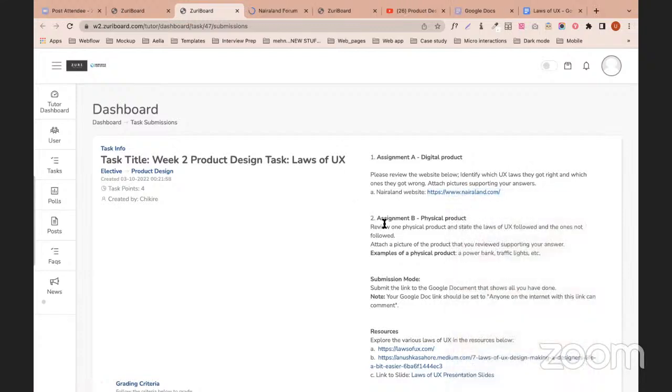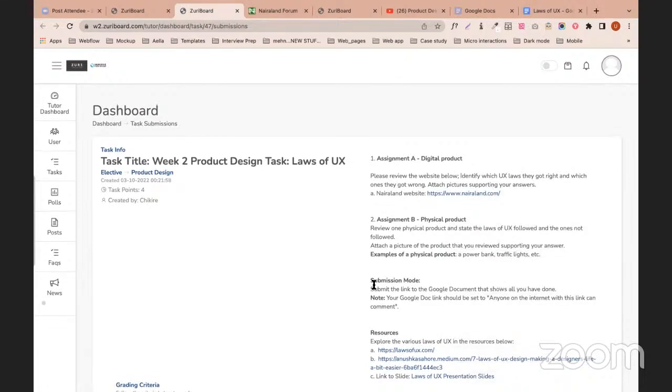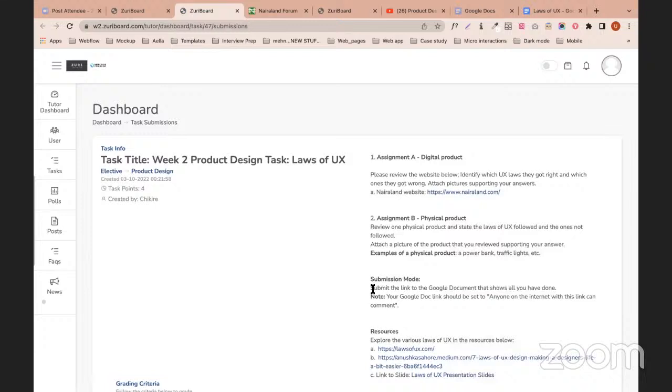Okay, assignment. So there are 2 assignments inside this law of UX. Submission mode. Submit the link to the Google Doc that shows all you've done. Note, your Google Doc link should be set to anyone on the internet with this link and comment. So this is what you are going to do.